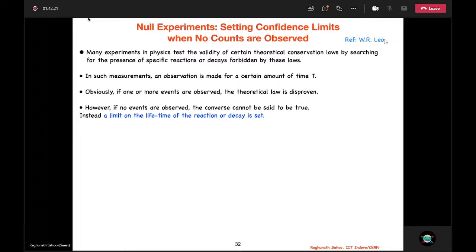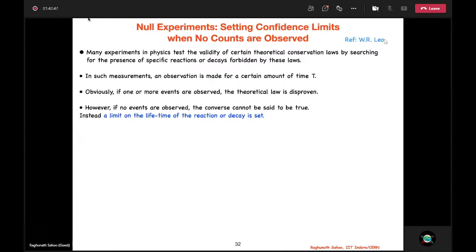Many experiments in physics test for the validity of certain theoretical conservation laws by searching for the presence of specific reactions or decays forbidden by these laws. I'll give you one example. In such measurements, an observation is made for a certain amount of time, because you are not looking for that rare event for an infinite time period. You are conducting the experiment for a certain interval of time.